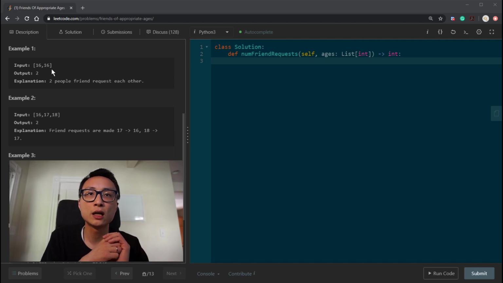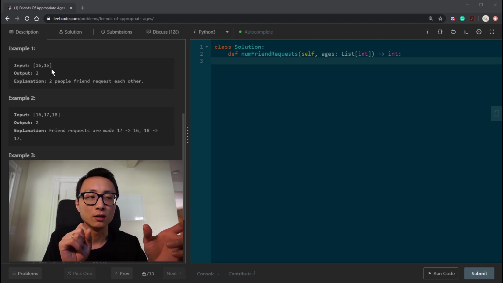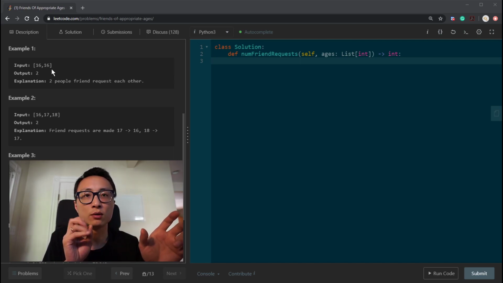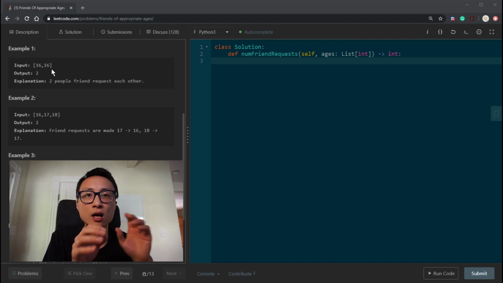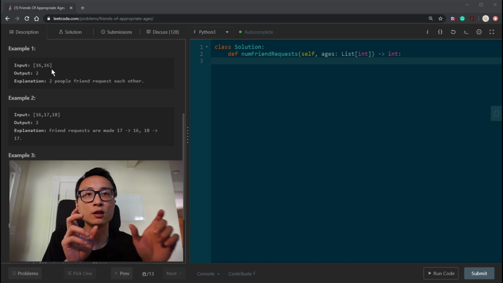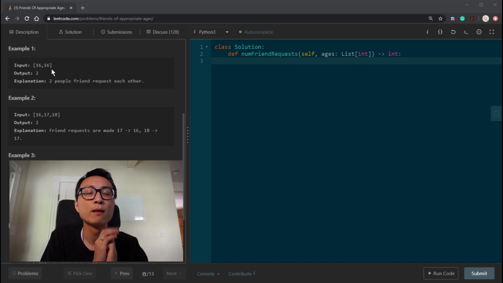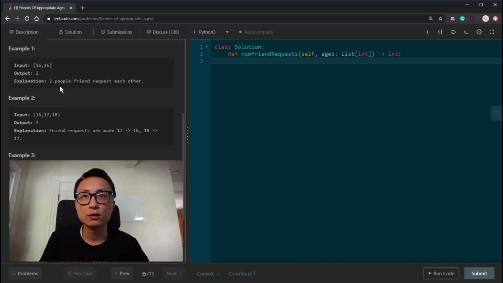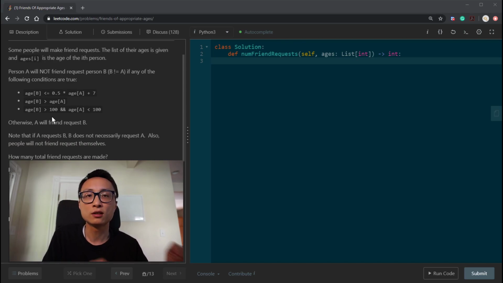Or if you figure out that 17 is going to initialize a friend request to 16, then among all the pairs between the age 17 people and age 16 people, no matter how many pairs there are, they're going to make that many friend requests. So that's just the frequency count for 16 and 17 multiplied together. The only thing that potentially needs handling is that if we loop over a double loop, we can just check the index. If the two indexes are the same, it means the same person. Then we exclude that.